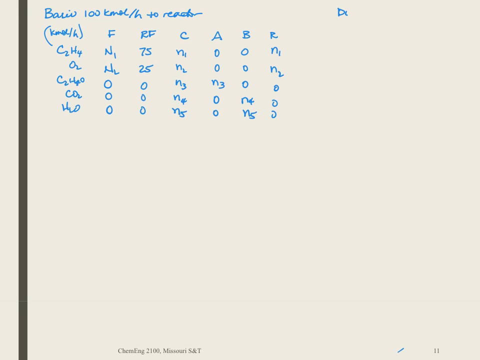So what about my degrees of freedom table? Well, I've got the reactor, I have the separator, I have the mixing point, and I have the overall system.